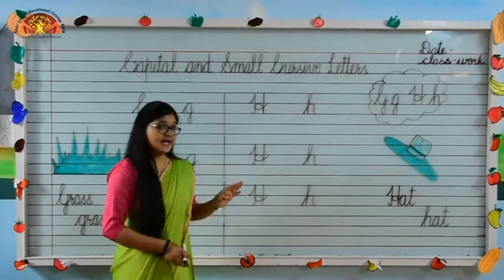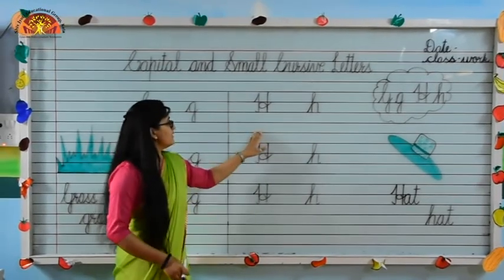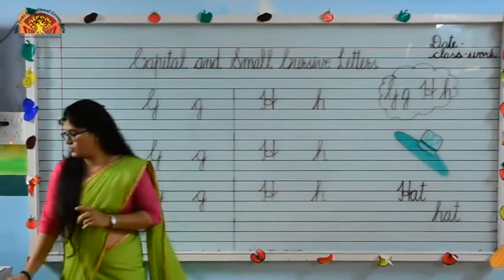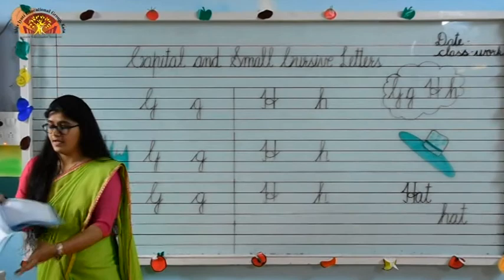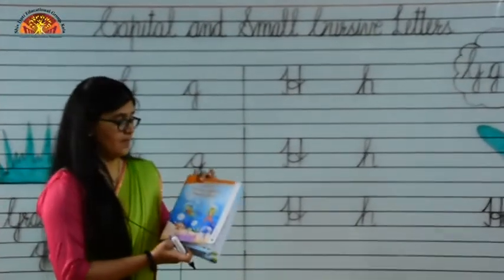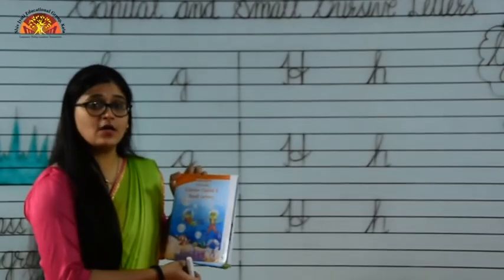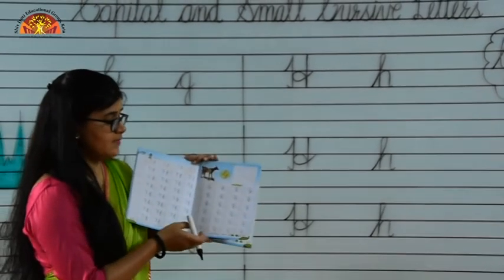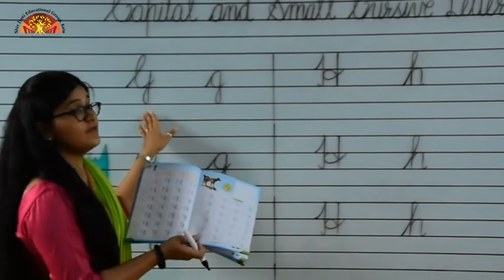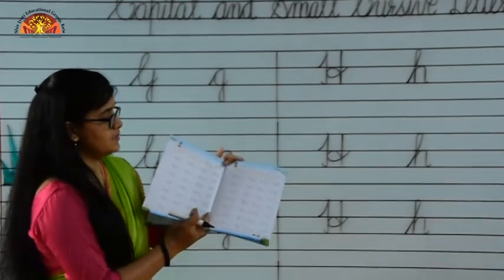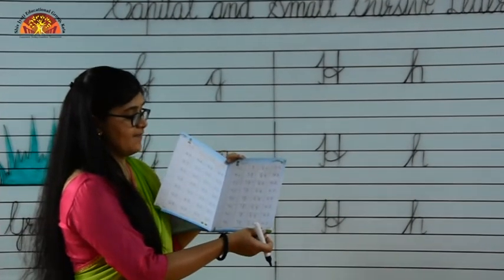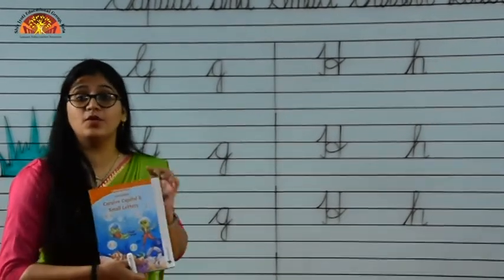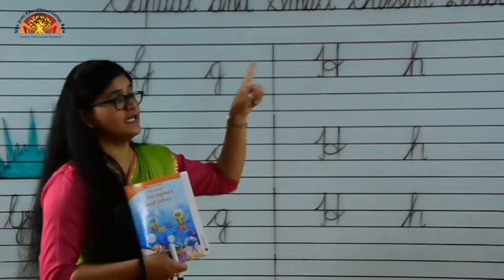So kids, as we did here, capital and small cursive letters G and H, you will also do the writing practice in your Graphical book. This is your Graphical book. So open page number 21. Complete the capital cursive G till page number 27 in very beautiful handwriting, and don't forget to mention the date and class work.